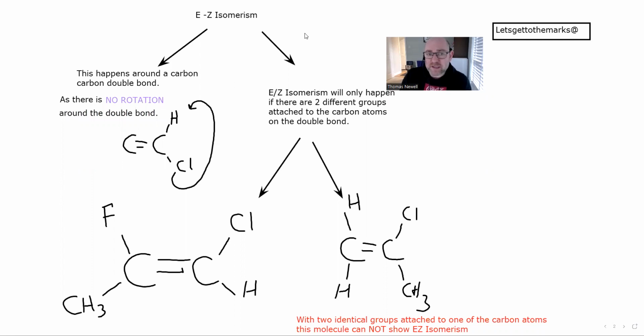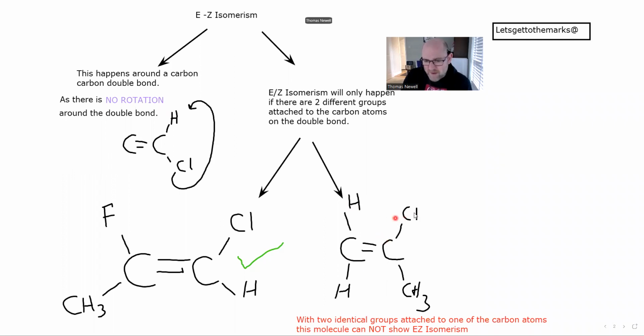Also, for E-Z isomerism to occur, it's only going to happen if there's two different groups attached to the carbon atoms on the double bond. So here you can see this carbon atom has a chlorine atom and a hydrogen atom, and this carbon on the double bond has a fluorine and a methyl group. So will E-Z isomerism occur in that one? Yes, it definitely will.